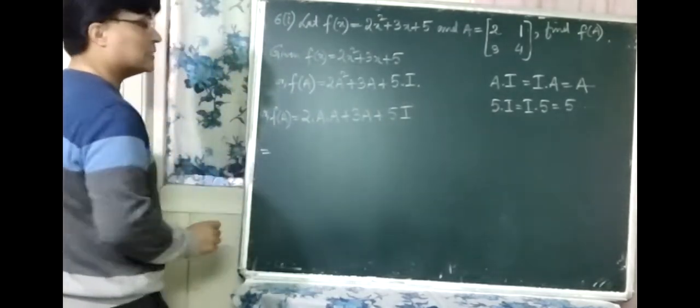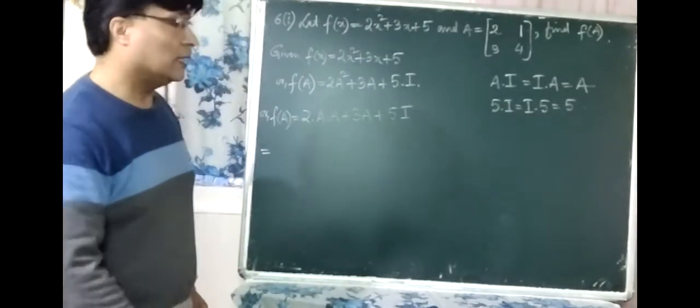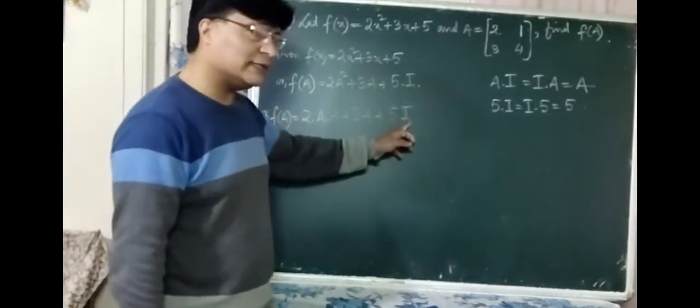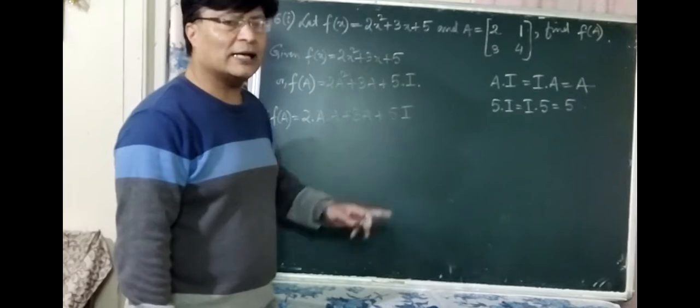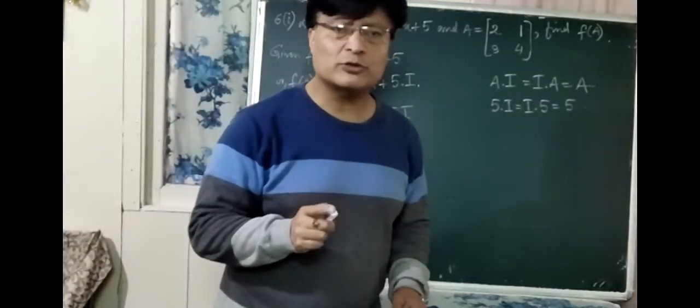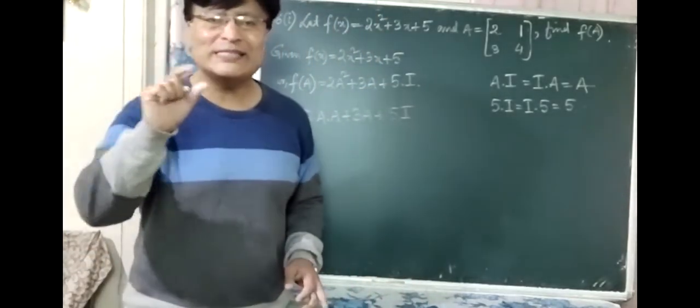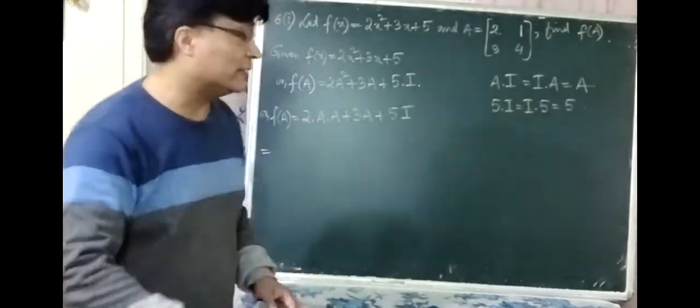Now let us write down the matrix A and matrix I on the right hand side. What do you mean by this I? This I is the identity matrix of order 2. What do you mean by identity matrix of order 2? It should be 1 0 0 1. In the first row 1 0, in the second row 0 1. Okay?